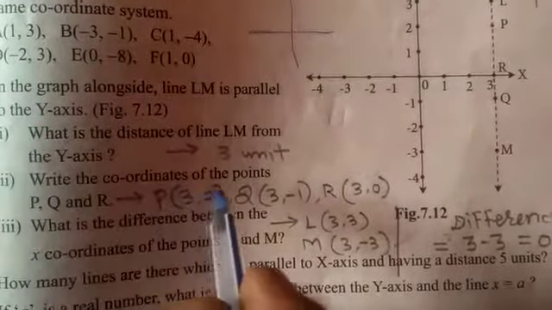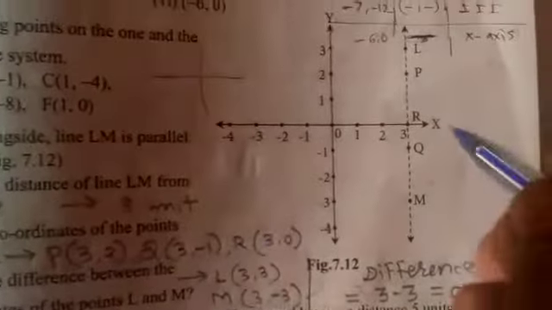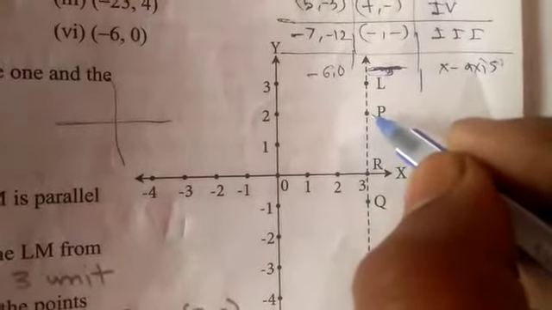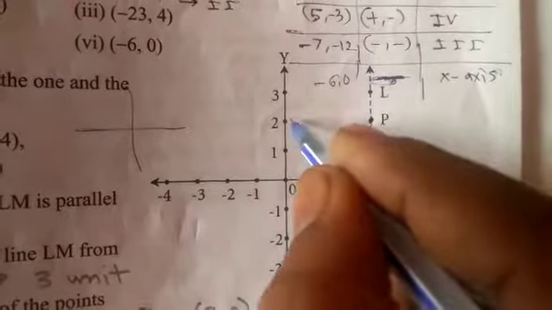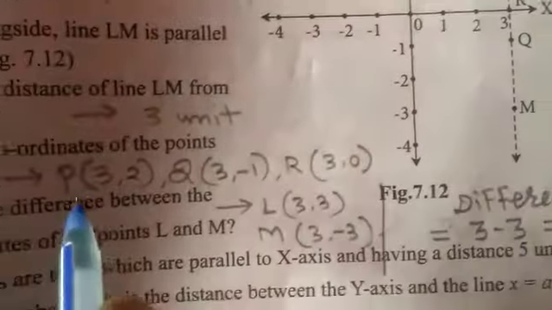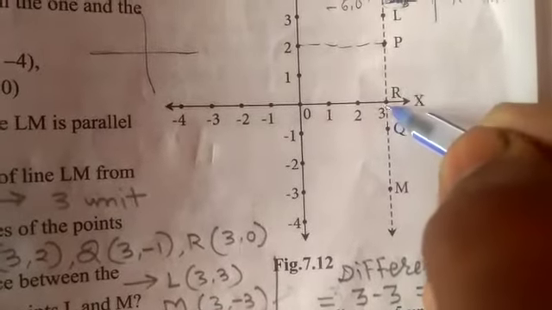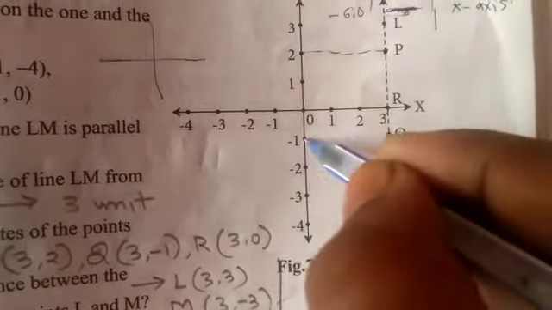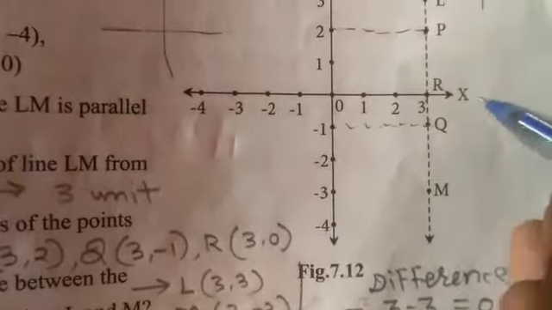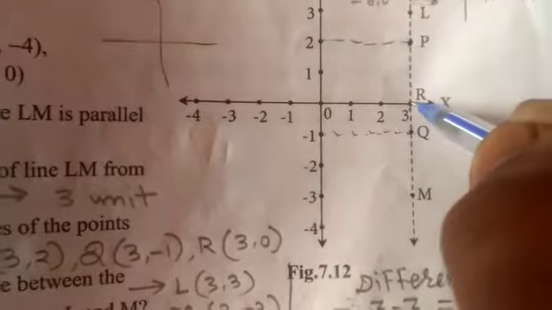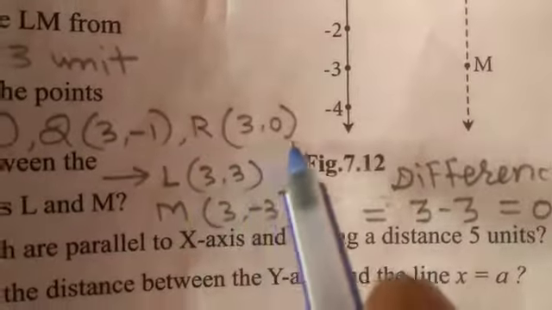Okay. The next question is, write the coordinates of points P, Q, R. See point P. This is point P. See, x-axis is 3, y-axis is 2. Write here P 3 comma 2. After that point Q. x-axis is 3, y-axis is minus 1. Write here 3 comma minus 1. R. x-axis is 3, y-axis is 0. So write the coordinate R 3 comma 0.